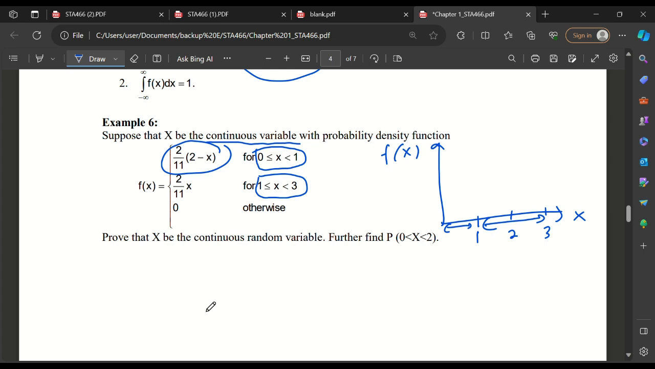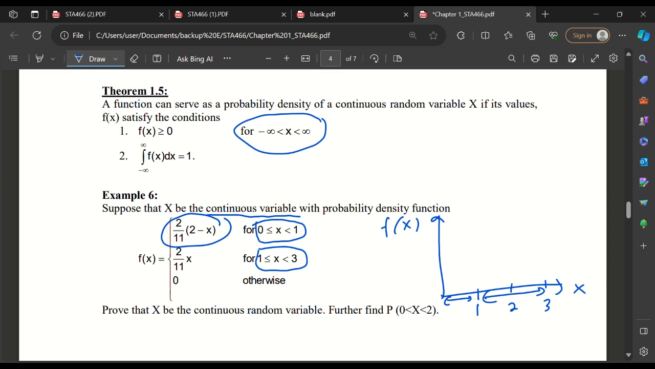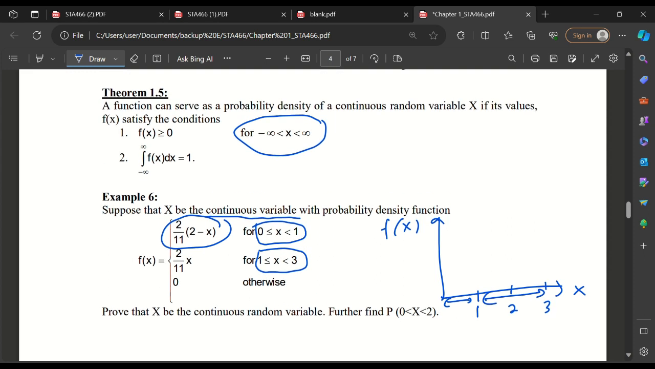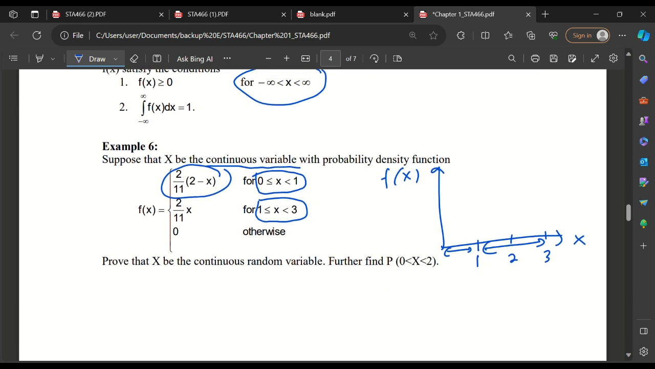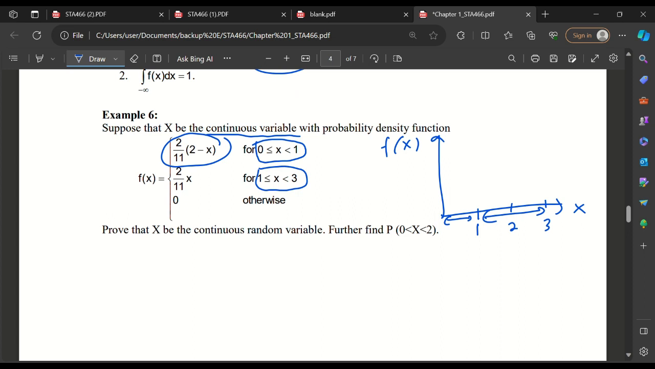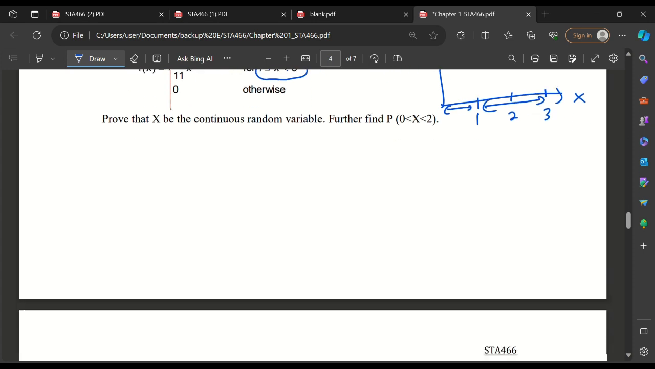Okay, let's say sekarang ni kita nak tengok, nak prove that x adalah continuous random variable. So this one, first thing first, you kena check dulu. Kita kena check yang mana this one, the properties. Okay, the properties of number 2. Okay, integration of the function with respect to x will be equal to 1.